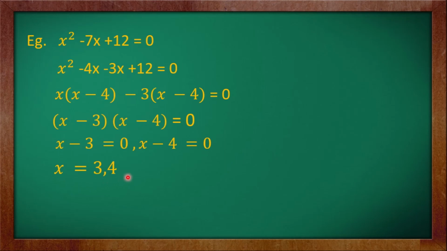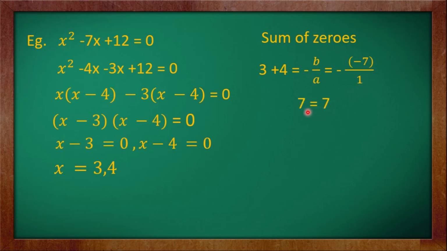Now we will use the formula. Sum of zeros equals to 3 plus 4 equals to minus b upon a. The value of b from the equation is 7 and the value of a from the equation is 1, the coefficient of x square. So we will keep the two values minus 7 and 1. After solving, we get 7 equals to 7.